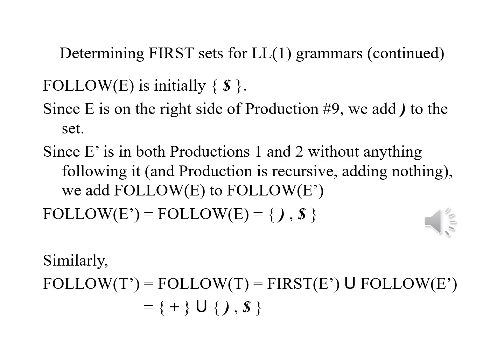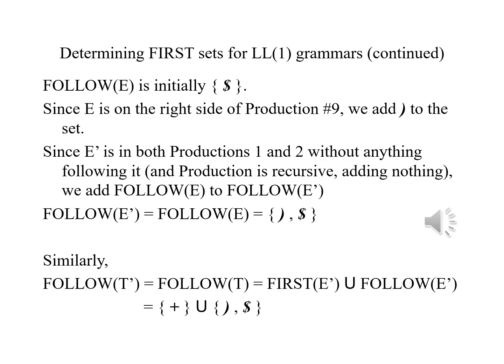To find the first set of production 3 and the first set of production 6, we need the follow sets for E prime and T prime. Finding the follow set of E prime requires finding where it is on the right-hand side of a production. We see it on the right-hand side of productions 1 and 2. In production 1, we have E derives T E prime, which tells us the follow of E prime includes the follow of E. Production 2, E prime derives plus T E prime, tells us that the follow of E prime includes the follow of E prime, which doesn't help.